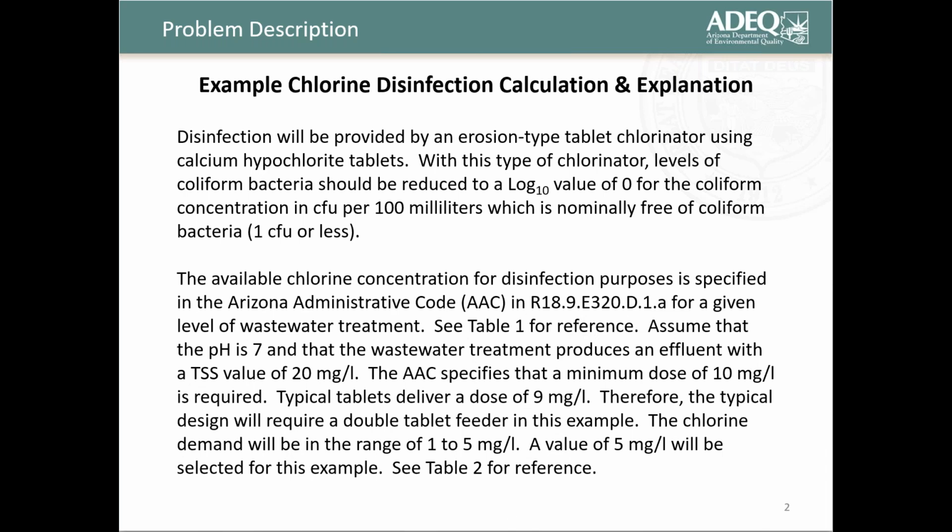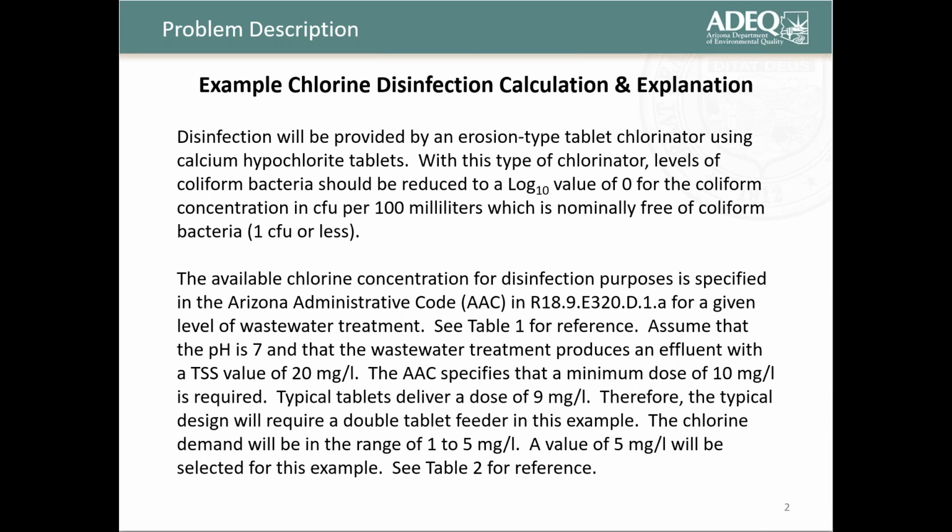Now, the available chlorine concentration for disinfection purposes is specified in Arizona Administrative Code R18-9-E320 D1A for a given level of wastewater treatment. See Table 1 for reference, and that's Table 1 of the presentation, not the rule. We're going to assume that the pH is 7 and that the wastewater treatment produces an effluent with a total suspended solids value of 20 milligrams per liter.